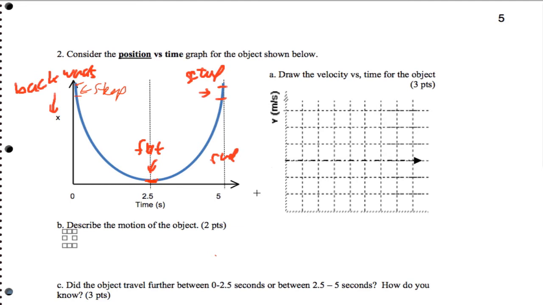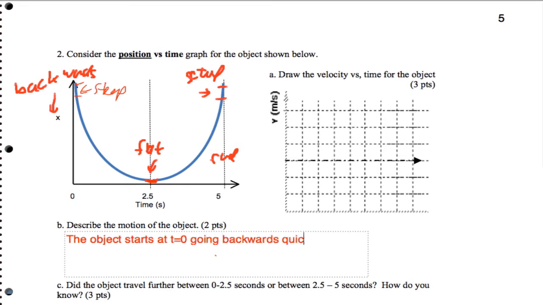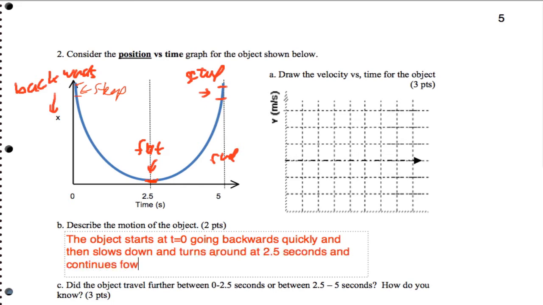So when we put all that information together, this is what we end up getting for our description of the motion of the object. It's going to look like this. The object starts at t equals 0, going backwards quickly. Notice I did not say speeding up. And then it slows down and turns around at 2.5 seconds and continues forward, speeding up. Excellent, so that's that.